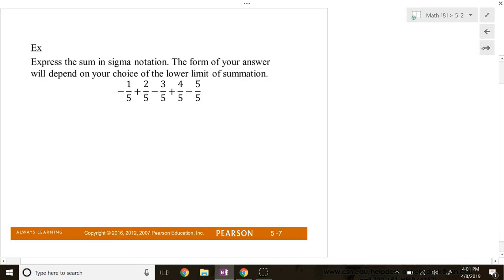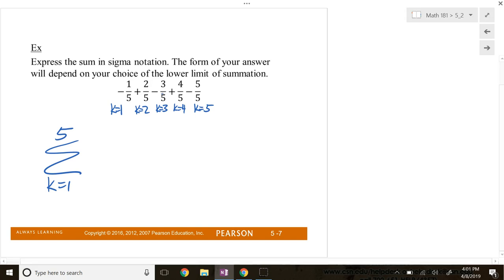Now, what if we're going to express it in sigma notation? So k being 1, or you could do i. Let me do k here. This is for k being 1, then k being 2, then k being 3, k being 4, and then k being 5. Now you notice on all of these, we're trying to write the formula here. We're going to start with k being 1 and go to k being 5. Now what's the formula? Well, notice it alternates: negative 1/5, then a positive 2/5, then a negative, minus 3/5, then a plus 4/5, then minus 5/5.